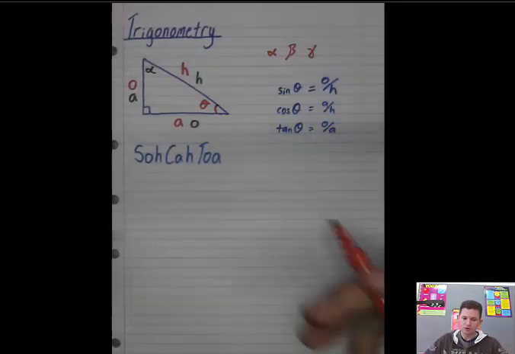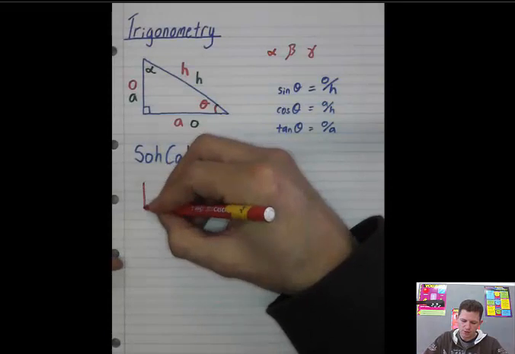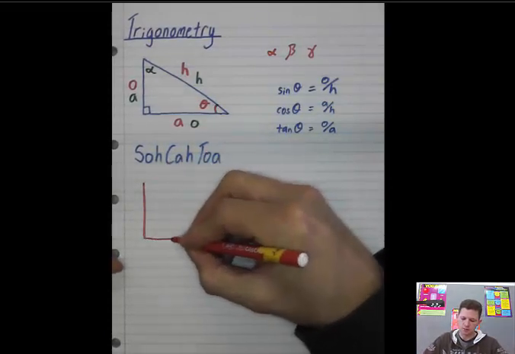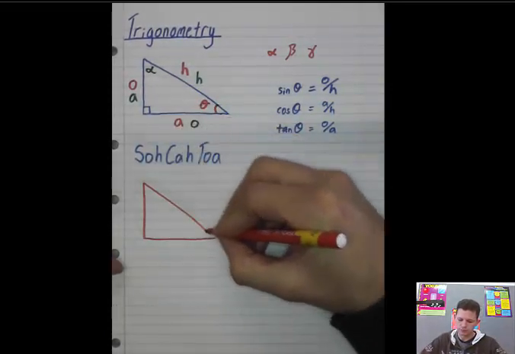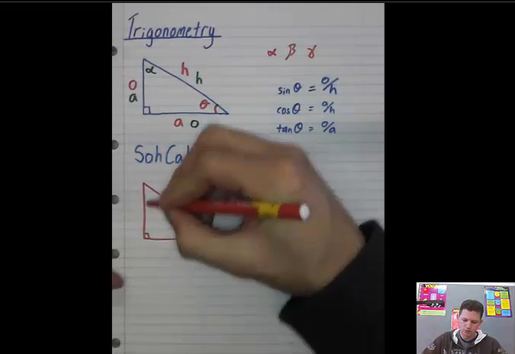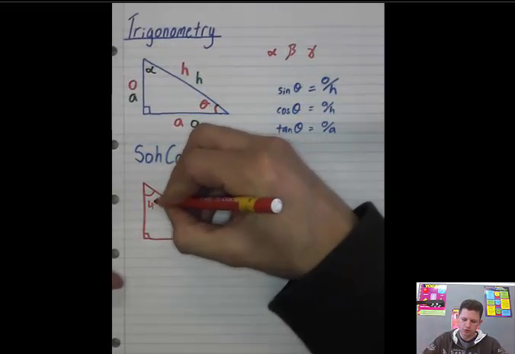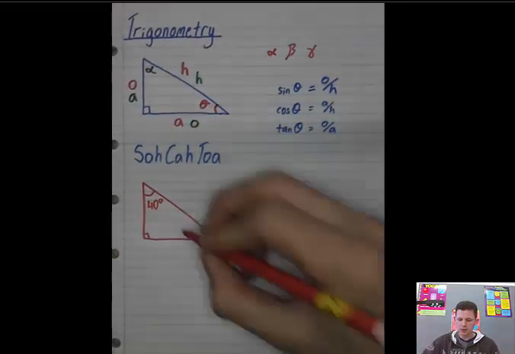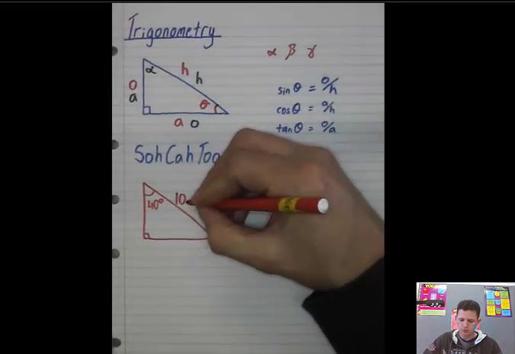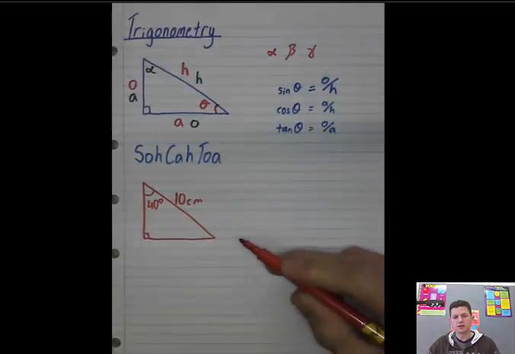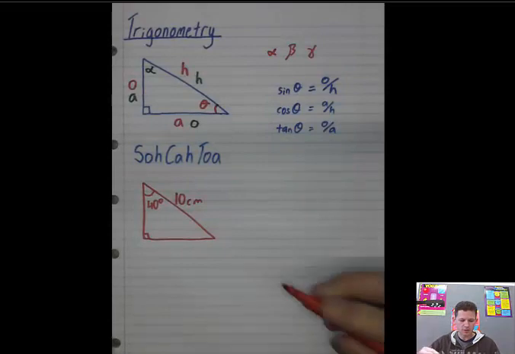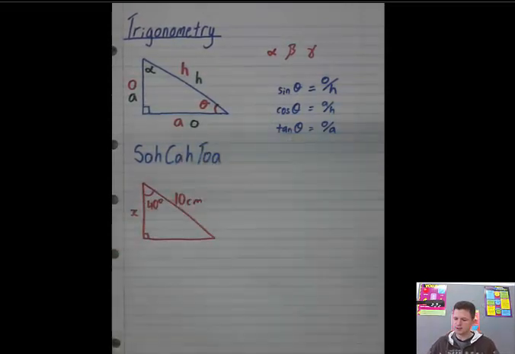So we will have a look at a quick example of how we can use Sohcahtoa to help us with a triangle. So we've got a right angled triangle here. I've labelled an angle with 40 degrees. I've labelled the hypotenuse side as 10 centimeters, and I've labelled one of the sides as X, and that's the one that we want to try and find.